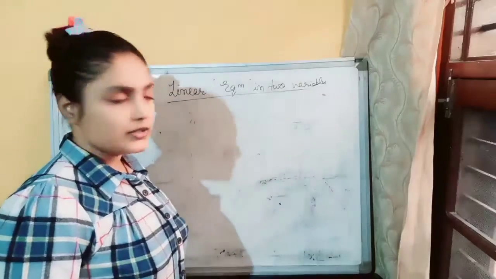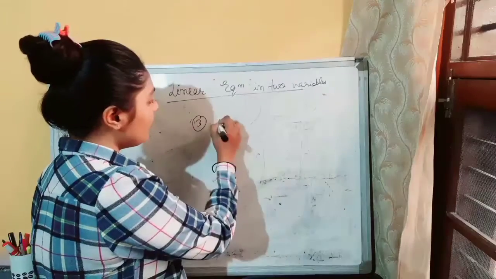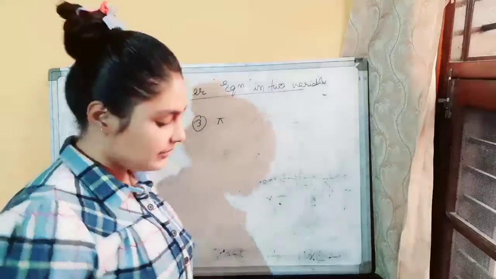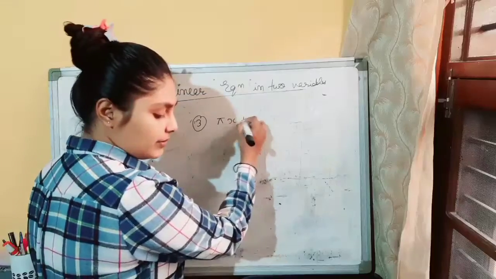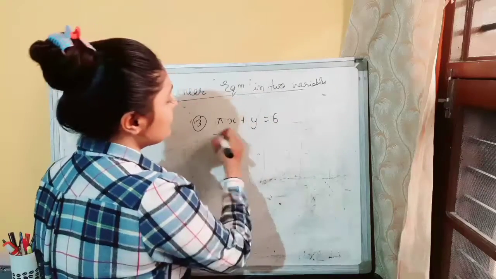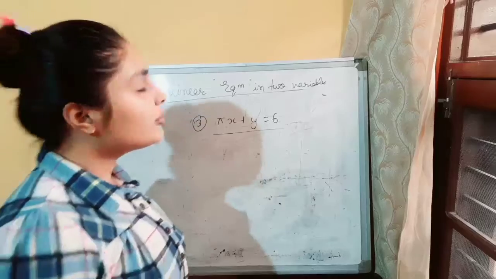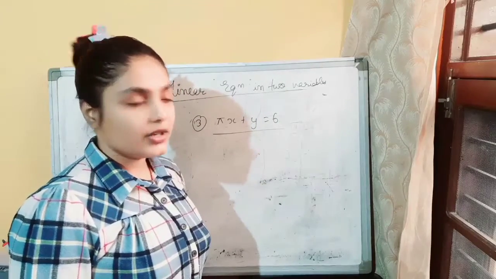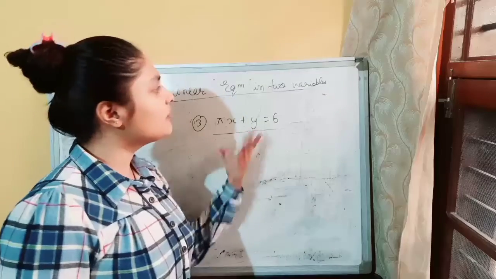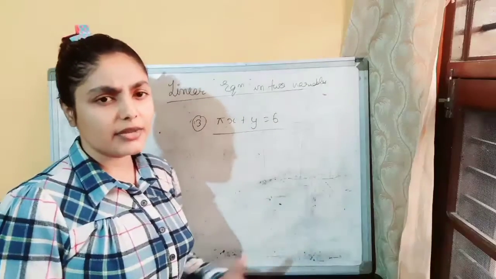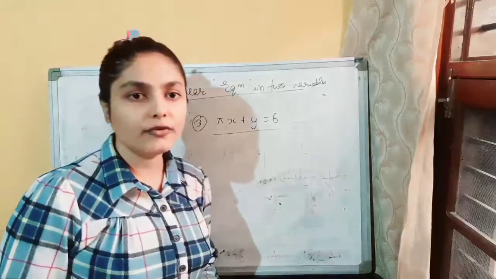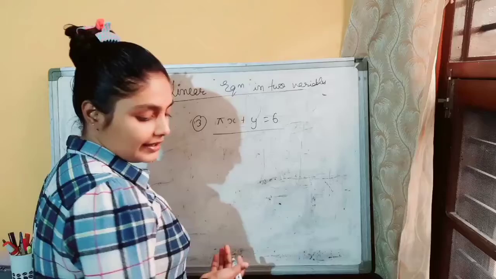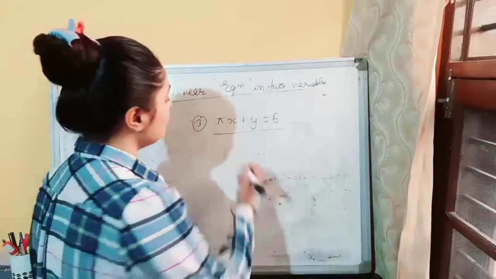One more I want to explain here, that is in the form of pi. We know the value of pi is 22 upon 7. So the equation pi x plus y is equal to 6. Now, is this equation in the form of two variables? Let's think. Many of you think yes, it is in the form of two variables, and many of you might think it is not. So let's work through this equation and find why it is in the form or why it is not.